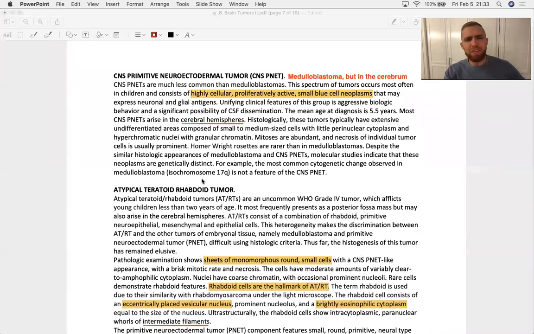Now let's talk about the CNS primitive neuroectodermal tumor. I'm going to oversimplify this with good intentions. This is the same exact thing as a medulloblastoma, except you find it in the cerebrum instead of the cerebellum. That's really all I think you need to know about this.